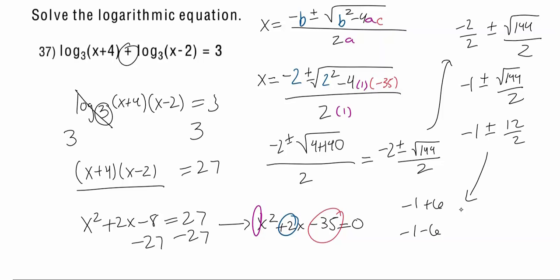Negative 1 plus 6 equals positive 5, and negative 1 minus 6 equals negative 7. And we know these answers are correct because negative 7 plus 4 equals negative 3, times negative 7 minus 2, which equals negative 9, and that will equal 27, as well as 5 plus 4, which equals 9, and that multiplied against 5 minus 2, which is 3, also equals 27.